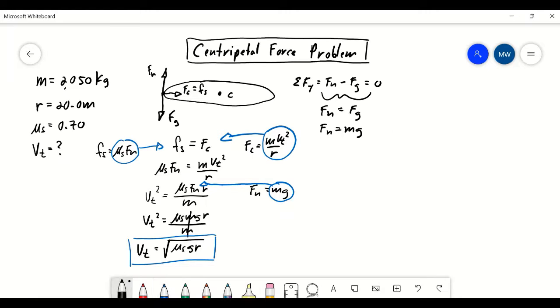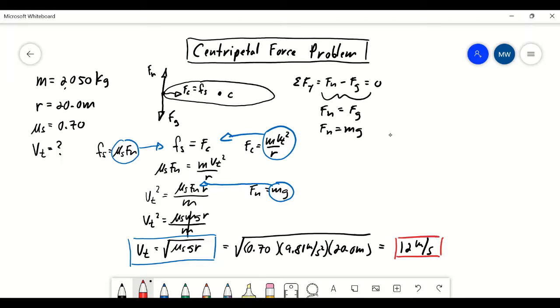So we'll just put all the numbers in. So the square root of 0.7 times our 9.81 meters per second squared times the radius, which is 20 meters. Calculator does all the work, and we get 12 meters per second.